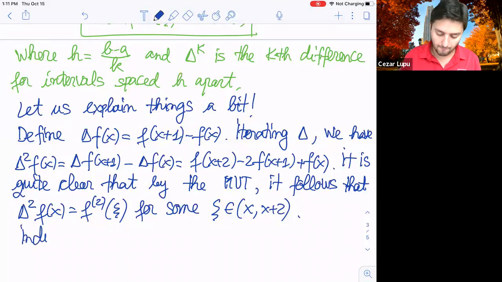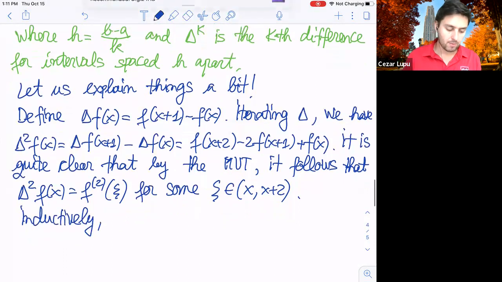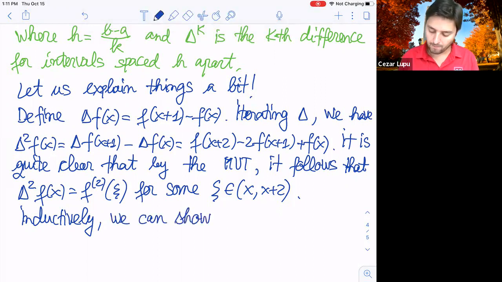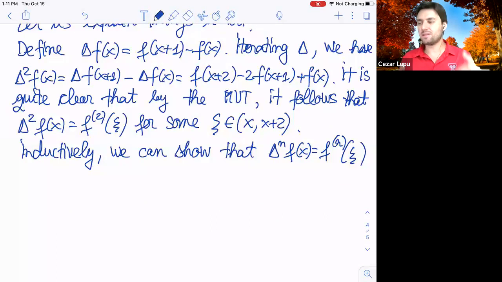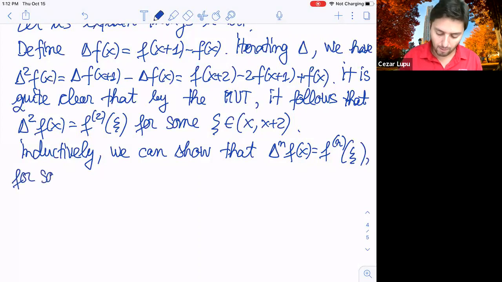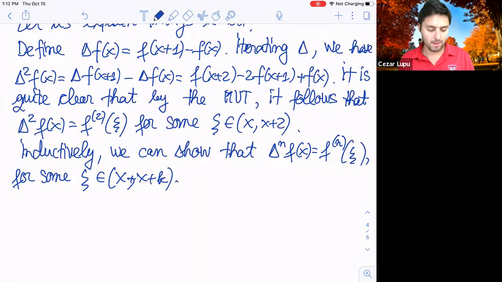So inductively, we can show that delta n f of x will be the nth derivative of f at the point c. Well, I'm taking the same c, but it's a different c, for some c between this interval x and x plus n. Sorry, because I have the nth derivative here. Again, this is the mean value theorem. So we're writing this difference operator, we apply the mean value theorem, and we keep going like this.